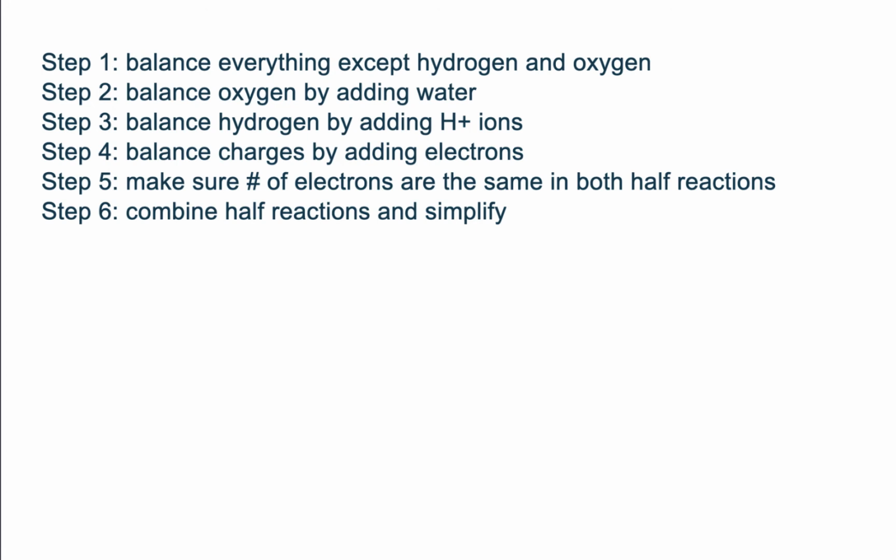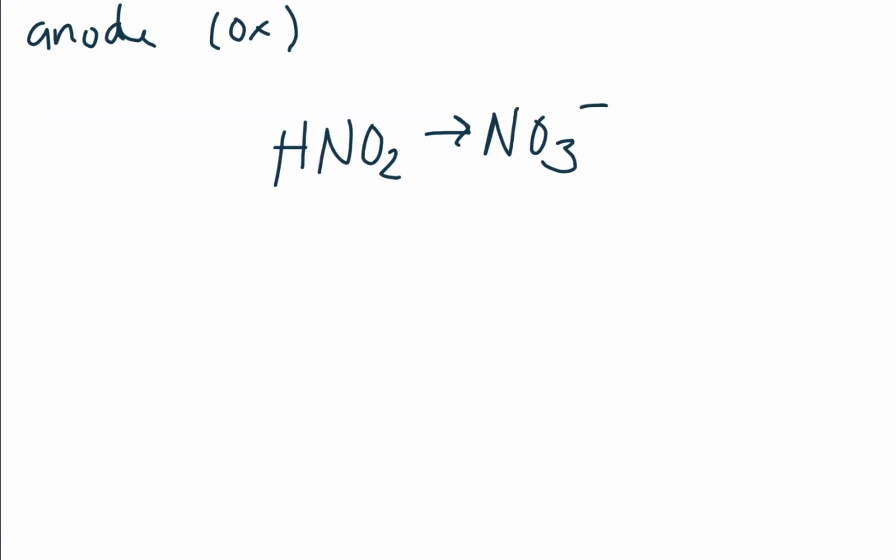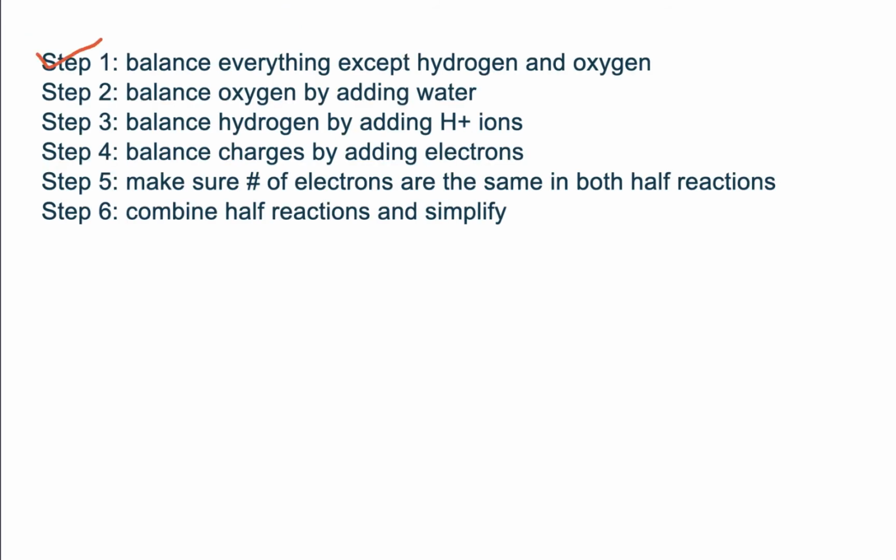The first step is to balance everything except for hydrogen and oxygen. Here, the only thing that's not hydrogen or oxygen is nitrogen, and that's already balanced because we have one on each side of the reaction. So we can check off our first step.